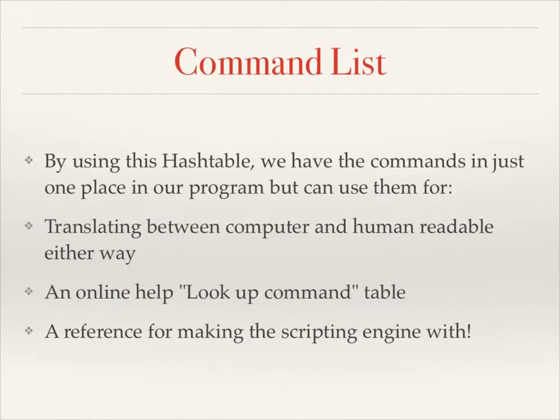So we've got our command list in a hash table, and by having it in just one place like this, we can use it for not just doing the translating between computer and human readable codes, we can also use it as an online help for the user using our engine. They can type LC, lookup command, bracket, and the name of the command they want to know about, and they can actually get it out of this table straight away. It also makes it really easy for us to create and use it as a reference for making the scripting engine with. So the first thing I've done is create a huge long table of all the different commands that I want to use in my environment.